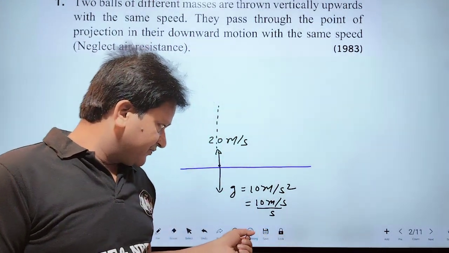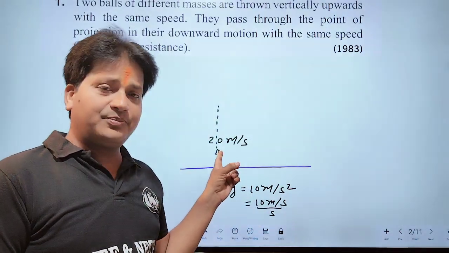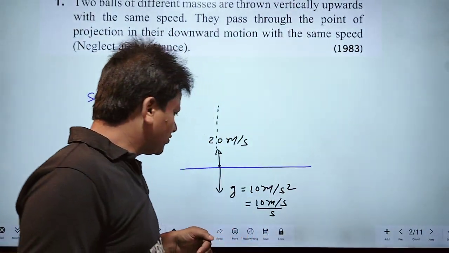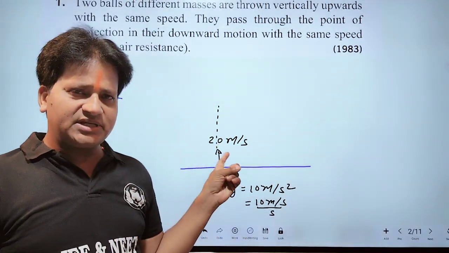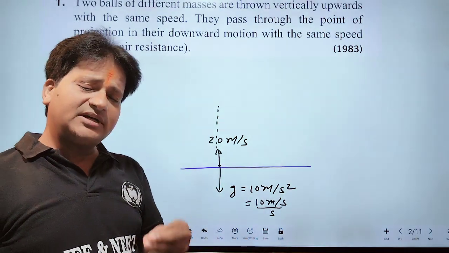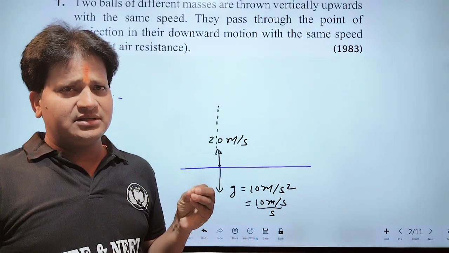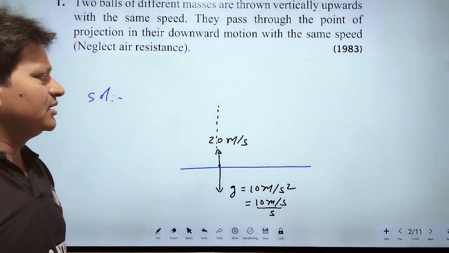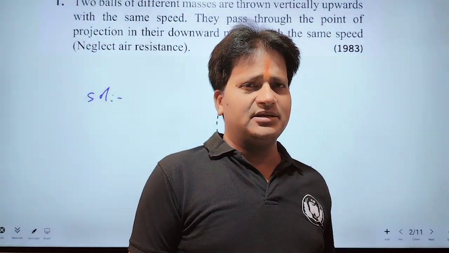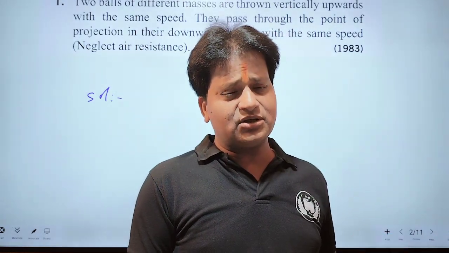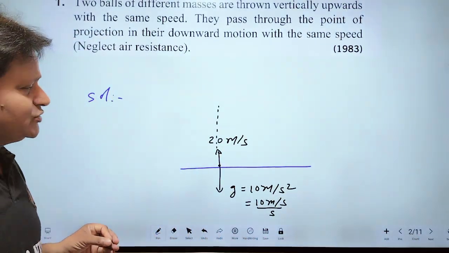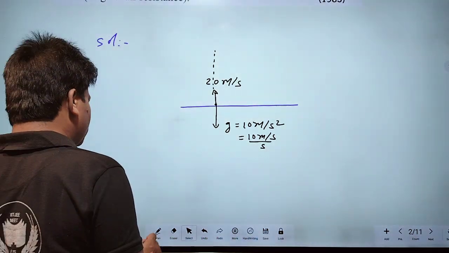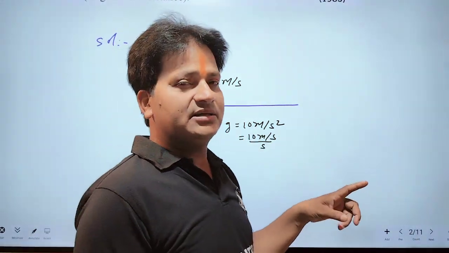This means that the velocity of the particle will either increase or decrease according to the direction of velocity and the direction of acceleration. If the direction of velocity and acceleration are opposite, then the magnitude of velocity will decrease. If the directions of velocity and acceleration are the same, then the magnitude of velocity will increase. Here, the direction of velocity and acceleration are opposite, therefore velocity will decrease by 10 meter per second in each second.